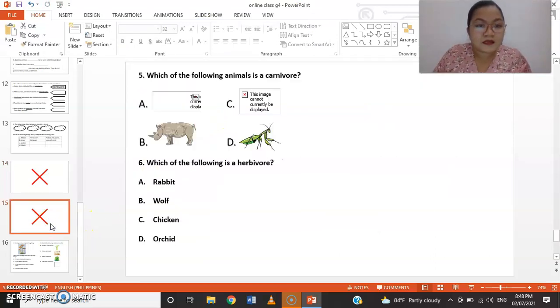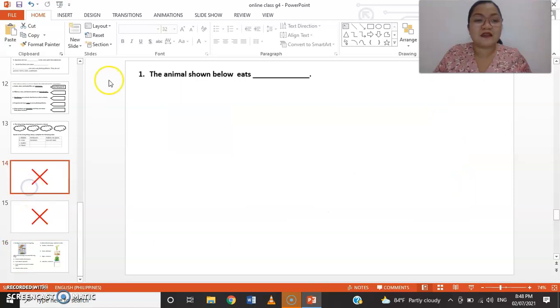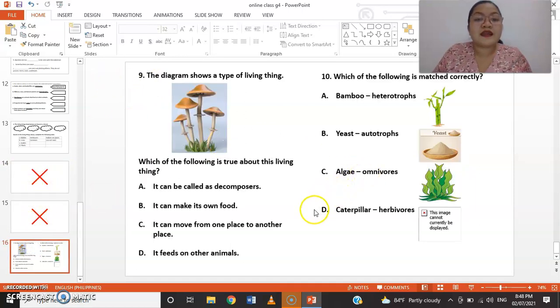Okay. Another one. Let's try number 10. Which of the following is matched correctly? Bamboo, heterotroph; yeast, autotroph; omnivore, algae; caterpillar, herbivore. So which is the correct answer? Okay, very good. Letter D, caterpillar. They are herbivores. Okay, very good. Again, you're going to circle. Okay, good job. Good job, everyone.